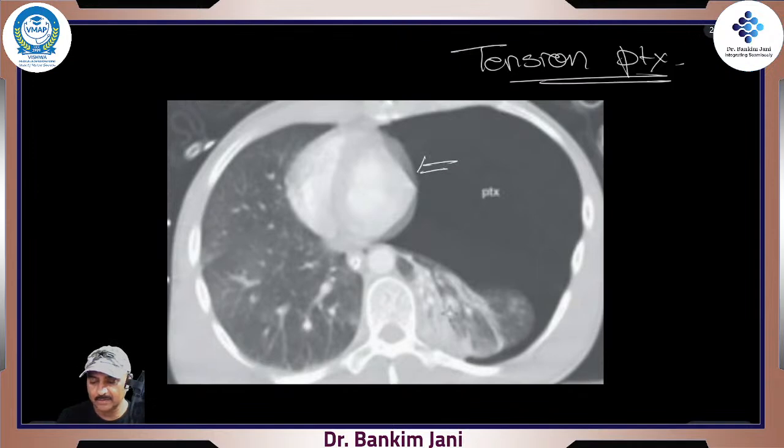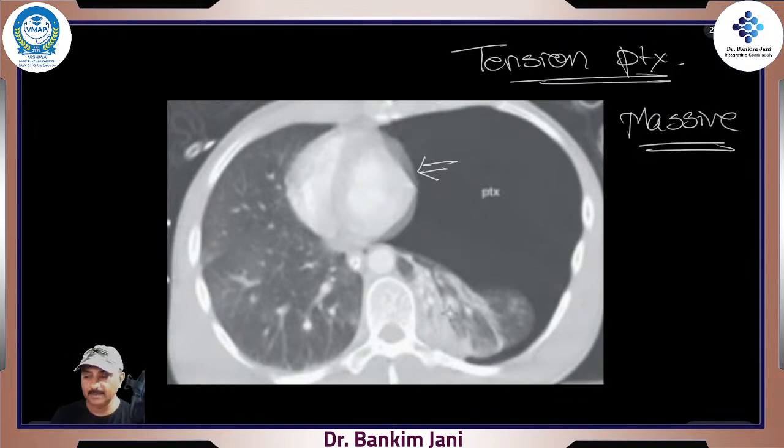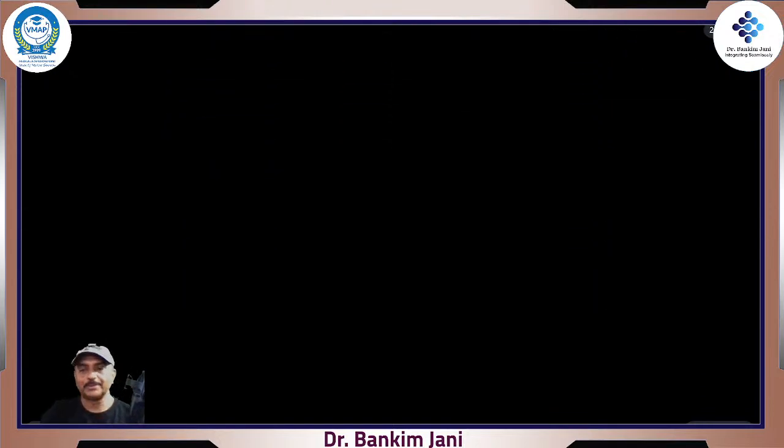See the mediastinal shift, how much it has shifted, right? It has occupied almost the whole area. This is massive. So that's why this is tension pneumothorax. So that's it. Yeah, almost gone.